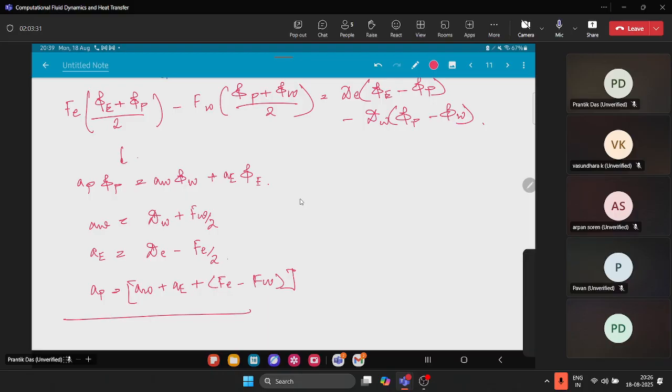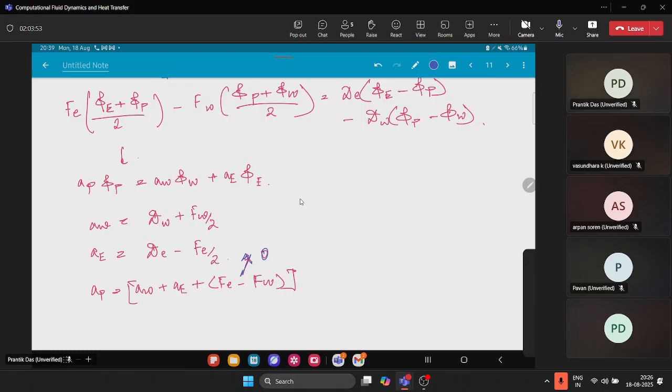Is it clear to all of you what I've written? Sir, Fe and Fw will be equal, right, from the continuity equation? Yeah, that is called conservativeness. Fe and Fw will be equal, so this term should be 0. So when I'm solving the equation, I should check whether Fe and Fw are basically equal.